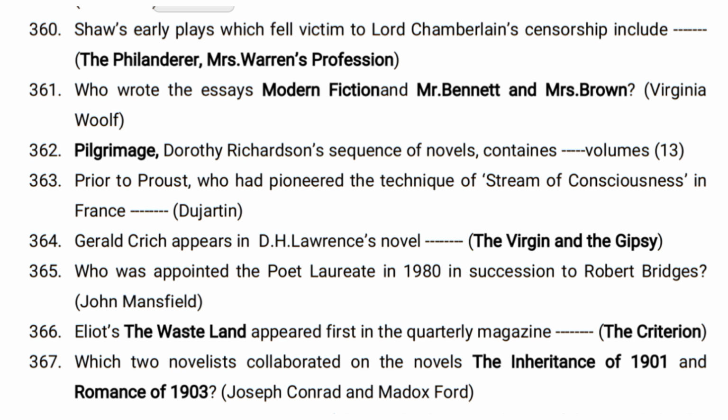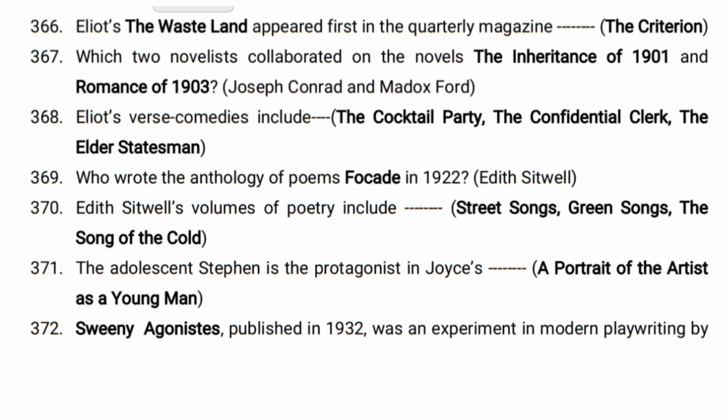Which two novelists collaborated on the novels The Inheritors of 1901 and Romance of 1903? Joseph Conrad and Ford Madox Ford. Eliot's verse comedies include The Cocktail Party, The Confidential Clerk, The Elder Statesman. Who wrote the anthology of poems Facade in 1922? Edith Sitwell. Edith Sitwell's volumes of poetry include Street Songs, Green Song, The Song of the Cold.